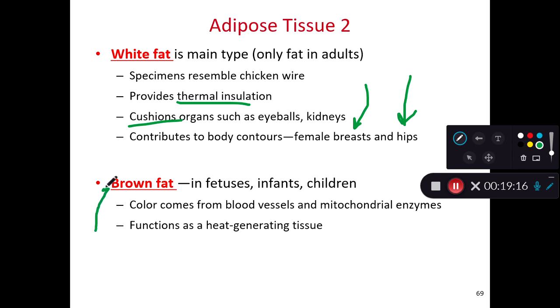When we think of that brown fat, the brown coloration of this tissue comes from a high blood vessel concentration and lots of mitochondria that are present. These mitochondria are constantly chugging through the fat, turning it into ATP, giving off lots of heat in the process. So brown fat is your heat generating variation of adipose tissue.